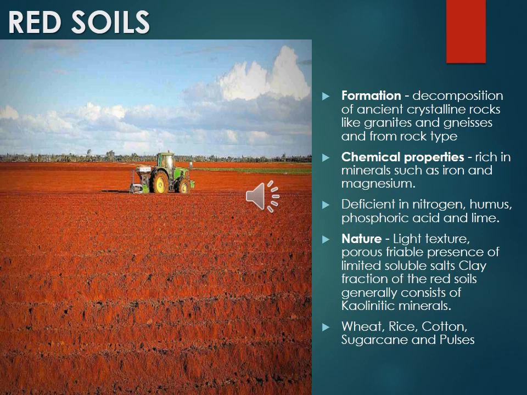Chemically, it is rich in minerals such as iron and magnesium, but poor in nitrogen, humus, phosphoric acid, and lime. If you see the three soils, alluvial soil, black soil, and red soil, they are all poor in nitrogen. Then the nature of red soil: they have a light texture.